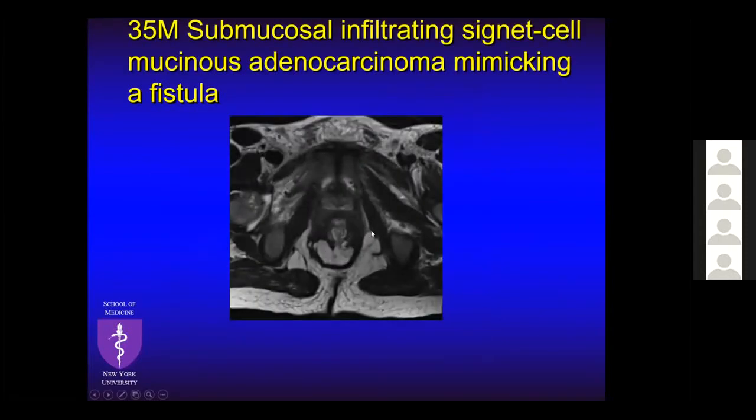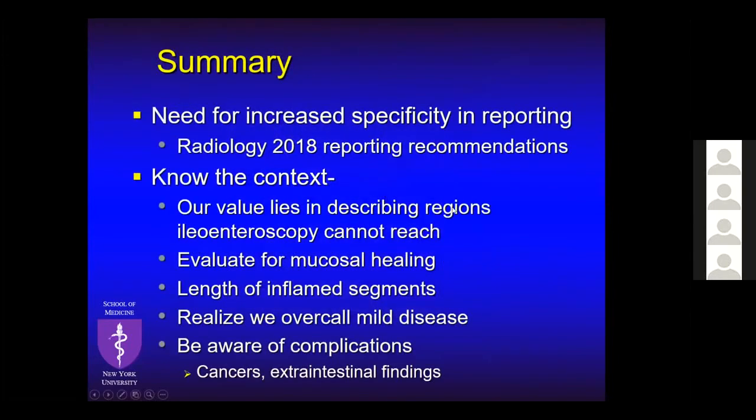And the problem also is when they look at the lumen it is normal, because these are submucosal tumors, kind of like those awful insidious submucosal gastric tumors that are really hard to pick up. And so this is a scary thing. So in summary, there is need for increased specificity in reporting, and you have to know the context, look for mucosal healing, length of involved segments, and of course, be aware that we do overcall mild disease. We're really best with moderate to severe, and do be aware of these complications. Thank you.